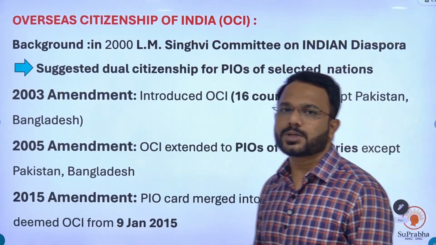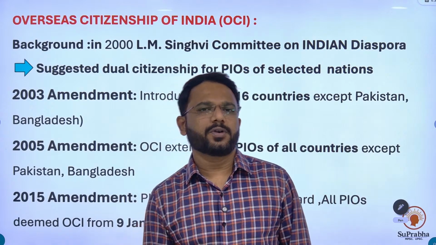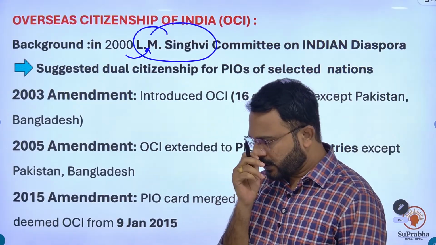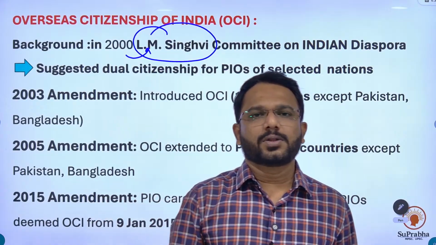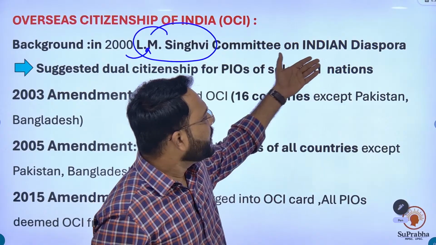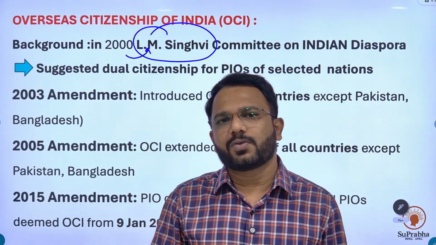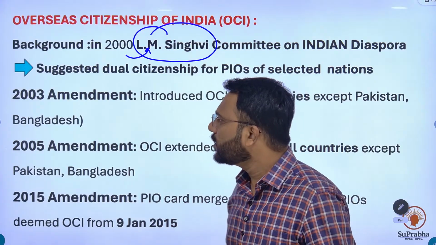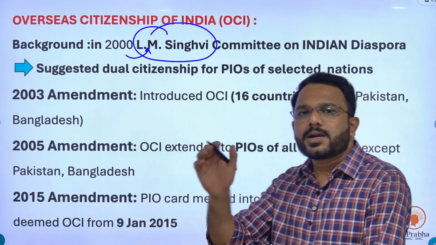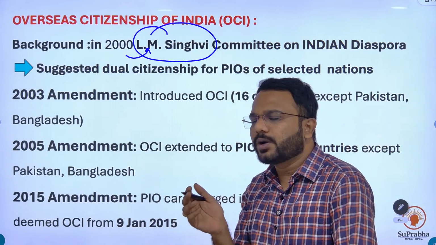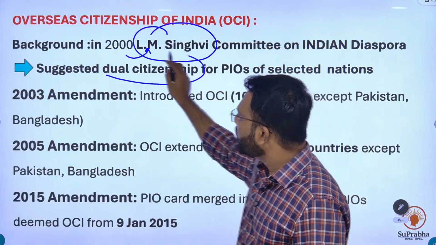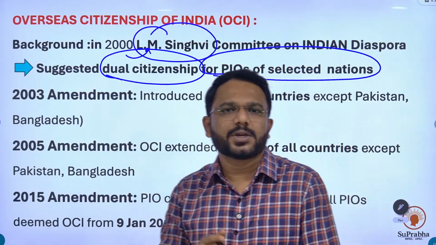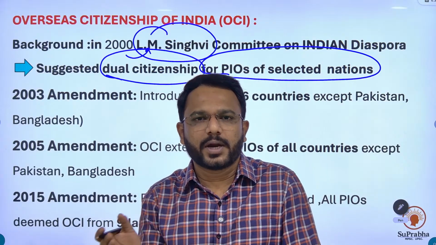So in 2000, the central government, the government of Atal Bihari Vajpayee, formed a committee under L.M. Singhvi on the topic of the Indian diaspora. This committee was going to study the factors of our Indian diaspora, and it suggested that the persons of Indian origin should be granted dual citizenship for India.